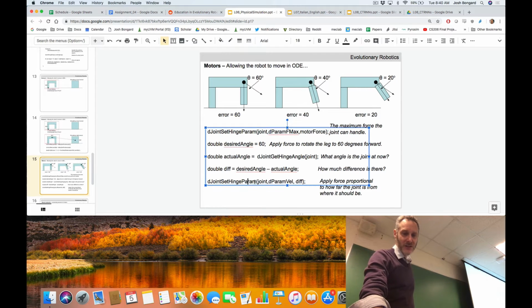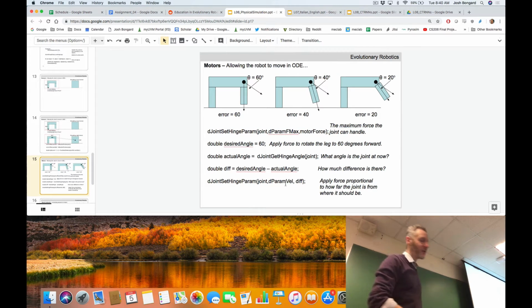So it's a little strange here in ODE that we're using velocity here. We're setting the velocity to be the difference of this. For our purposes, you can just think of the fact that a joint is going to receive more torque if the desired angle is more different from the actual angle. Make sense? Okay, so let's look at a cartoon example here.